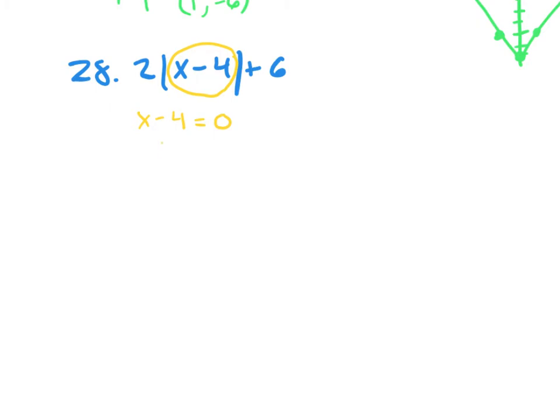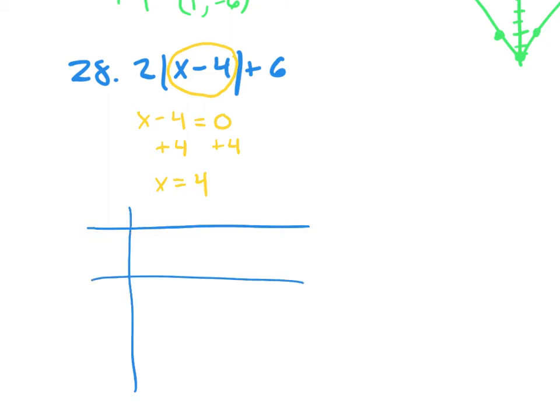So it's subtraction, so we do the inverse, which is addition. So we add 4 to both sides. So this is x is equal to 4. So what number are we going to plug in here? 4, and then we need a number smaller and a number bigger. So what else can we plug in? 3 and 5.